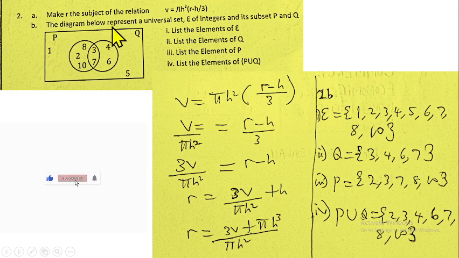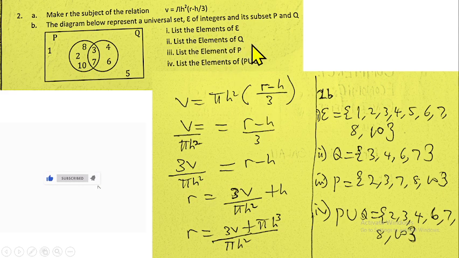Then 2b. In the diagram below, the diagram represents a universal set E of integers and its subsets P and Q. So the universal set is this box, as you know that you can interpret the Venn diagram. These two circles are two sets P and Q. List the elements of the universal set. That means all the elements in the box. So we have 1, 2, 3, 4, 5, 6, 7, 8, 10. There's no 9. So those are the elements in the universal set here.